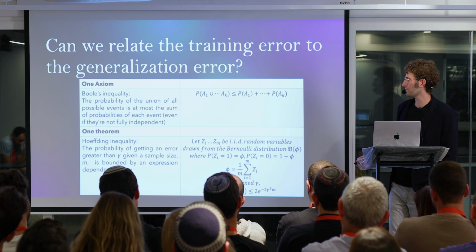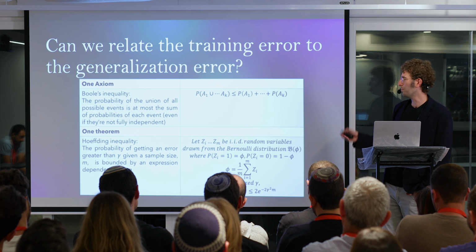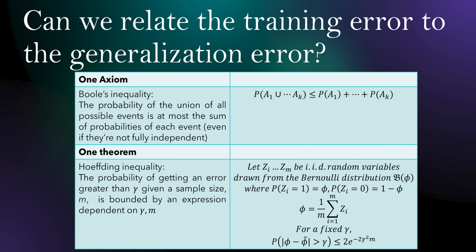Okay, the second thing I want to talk about is what's called the Hoeffding inequality, and this means that the probability of getting an error greater than some value gamma, given a sample size m, is bounded by some expression, okay? So if I were to draw now values z1 to zm, these are our samples, and we're going to say these are random variables, and let's even say that they're drawn from the Bernoulli distribution with some expected value of phi, okay? So P of zi equals 1 we're going to call phi, and zi equals 0 is going to be 1 minus phi. In that case, again, phi is just the average, or the rate.